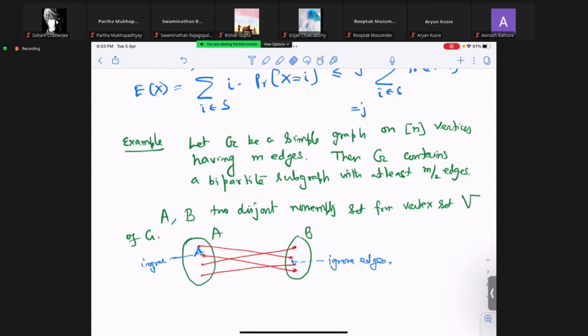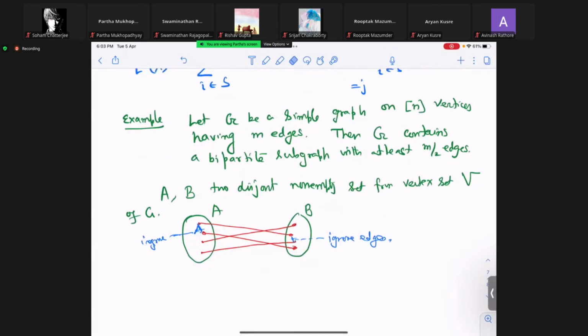So first, let's fix the sample space. What is our sample space? The sample space is all such bipartite graphs. Let's go step by step. This is the sample space. Because what is my random process? That I have to understand. My random process is sampling one of these bipartite subgraphs from the sample space of all bipartite subgraphs. Now, what is the cardinality of this?